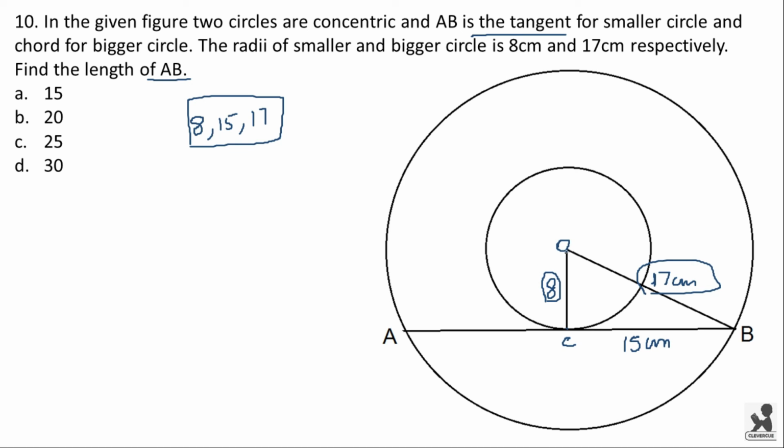And we all know that this line OC intersecting the line AB at C will bisect AB into two equal parts. That means AC is equal to CB. Then AC is 15 centimeters. So the length of AB will be 15 plus 15, that is 30 centimeters. Option D is the right answer.